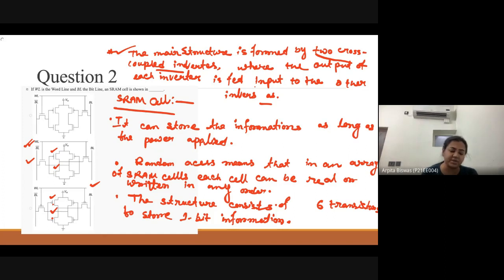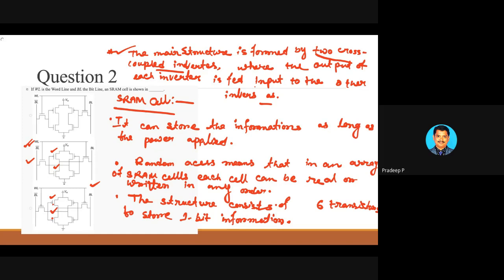Can you explain a little bit about volatile? Do you have any idea about it? Yes, madam. Volatile means when power is gone, the information is lost. Even when power is gone, if the information is retained, that is non-volatile.